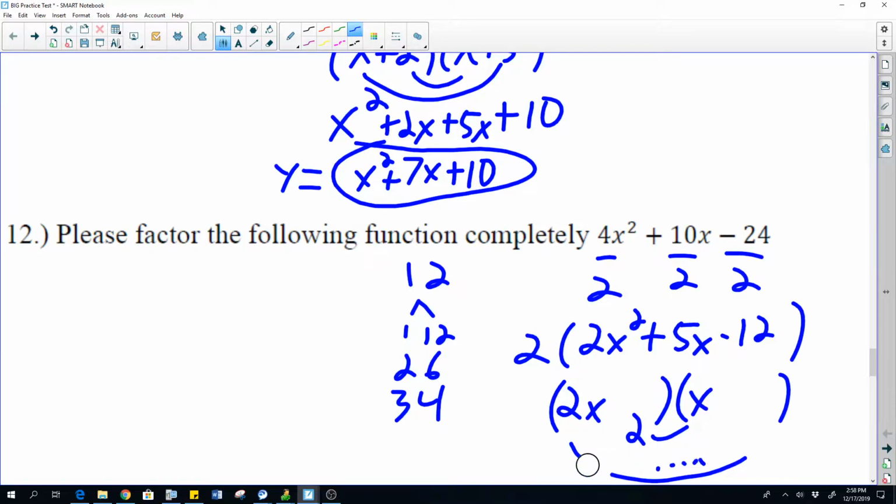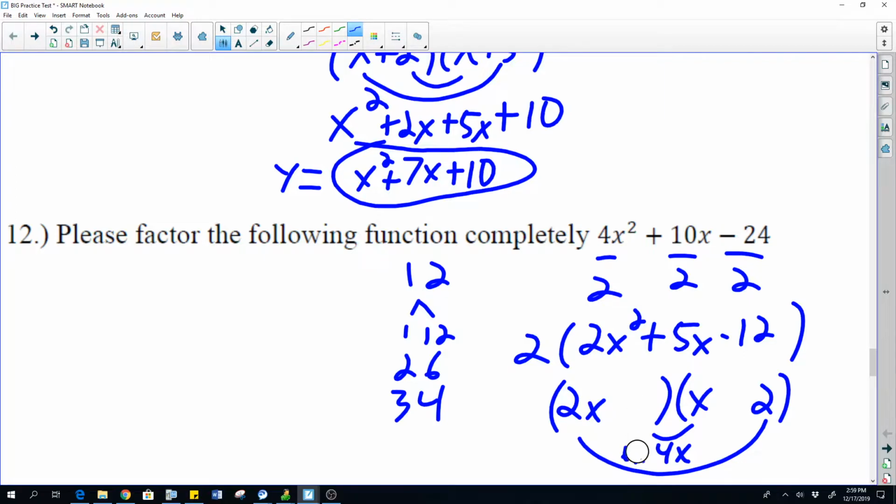So maybe if we switch them around instead, and we put the 6 first and the 2 second, like that. Put the 6 there and the 2 there. Then that's going to be 6x, and 2 times 2 is 4x. So we have 6x and 4x. Well, that makes 10x. Or 6 minus 4 is 2x.